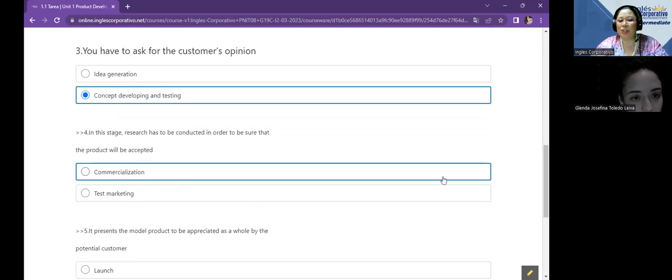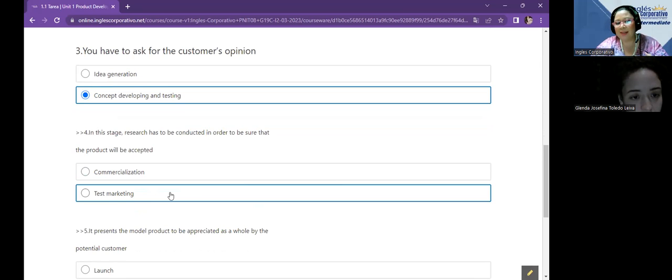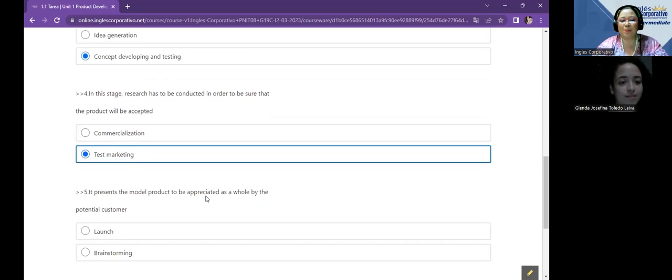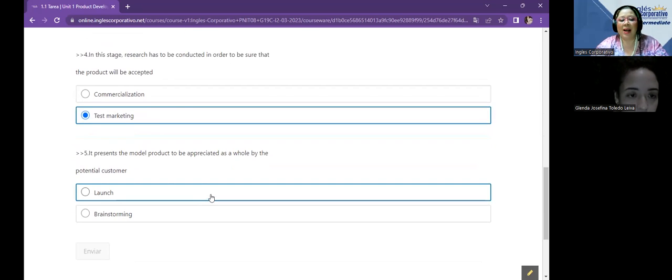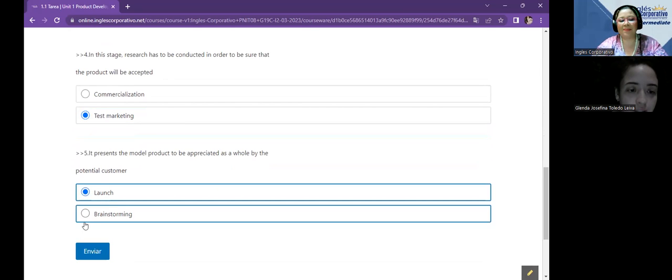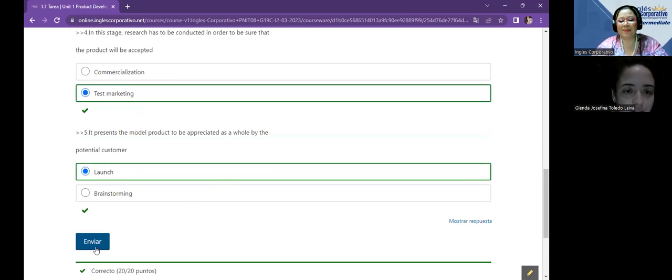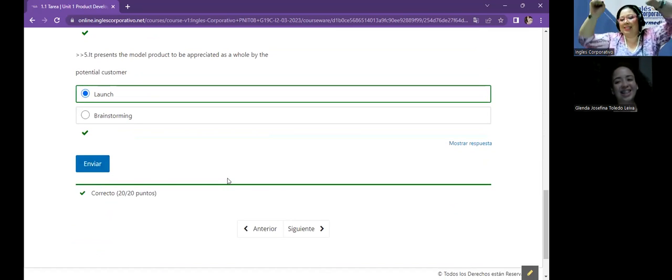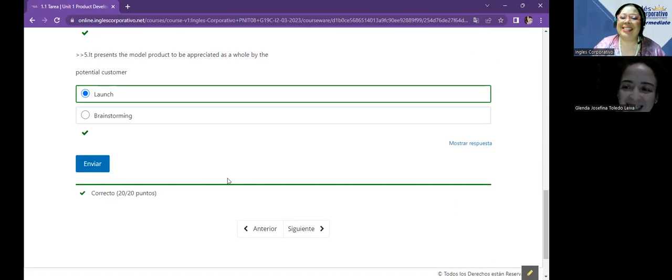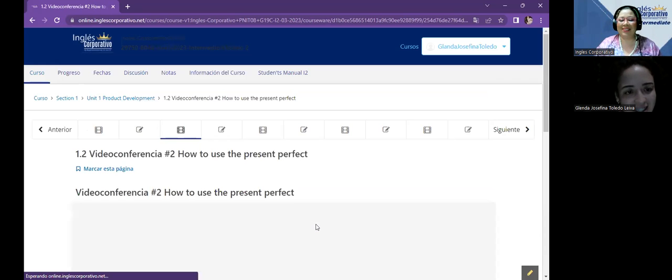And the stage research has to be conducted in order to be sure that the product will be accepted. Test marketing. Yes, it's an exam, right? A research. Number five, it presents the model product to be appreciated as a whole by the potential customer. Launch. Yes, when you put it in the market. There you go. Yeah, we did it, Glenda. Yes. Okay, let's do the next one. Don't worry.